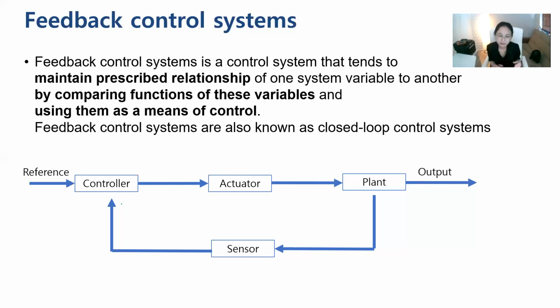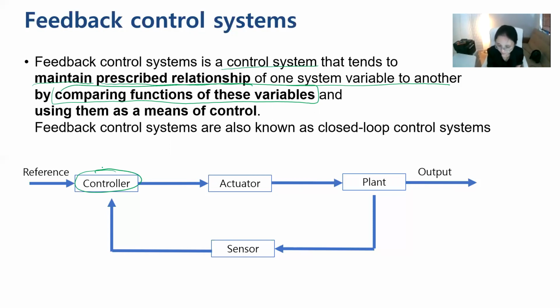So there's what is called a feedback control system, which is a control system that tends to maintain a prescribed relationship of one system variable to another by comparing functions of these variables. That's what this controller does, using them as a means of control.